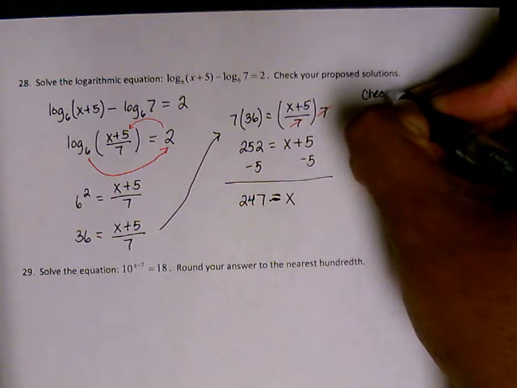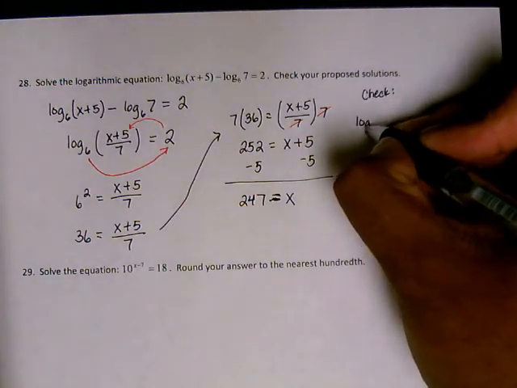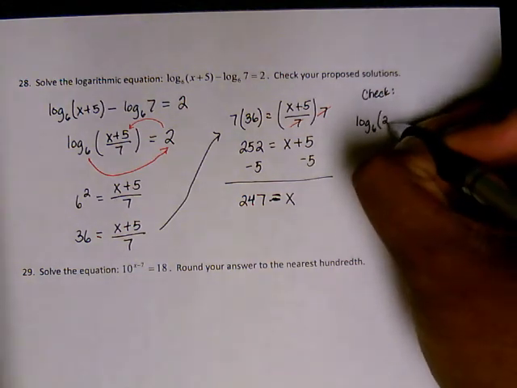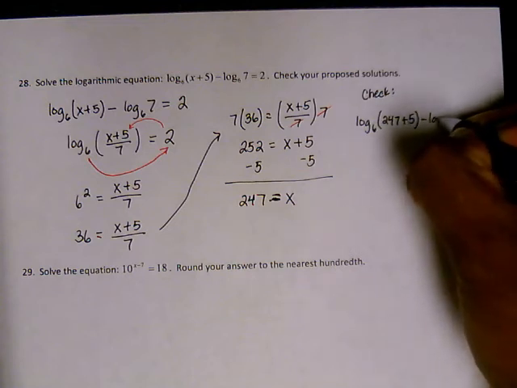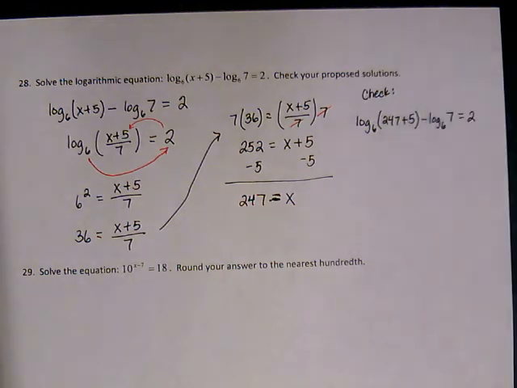I have to do the check to confirm it. Using the original equation, I replace the x with 247. So I have log to the base 6 of 247 plus 5 minus log to the base 6 of 7 equaling 2.